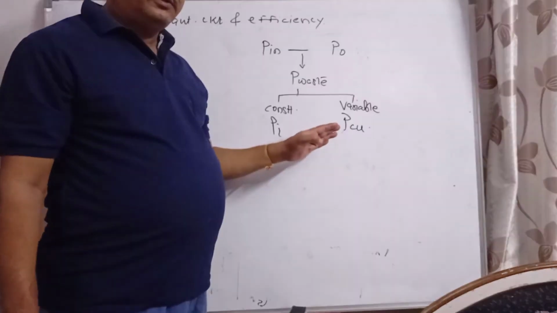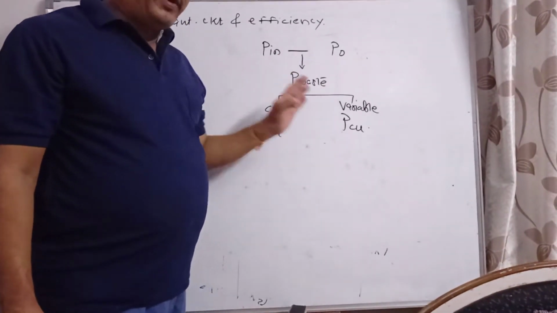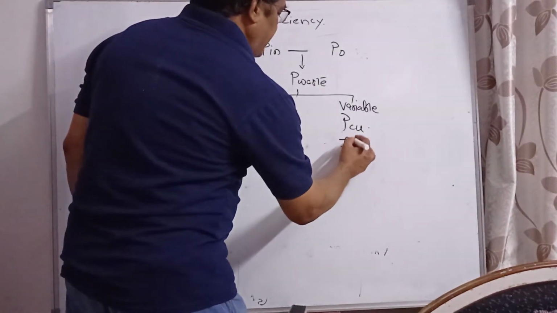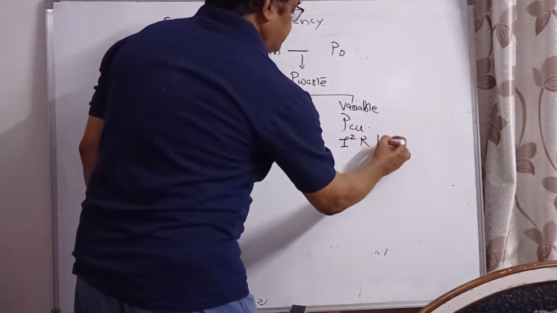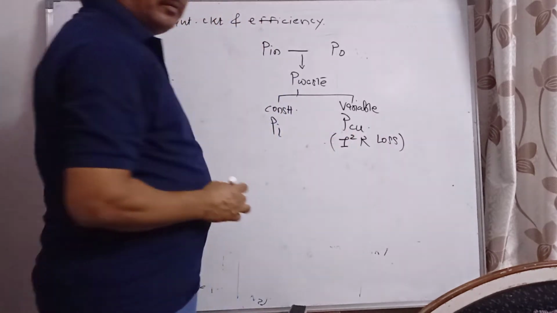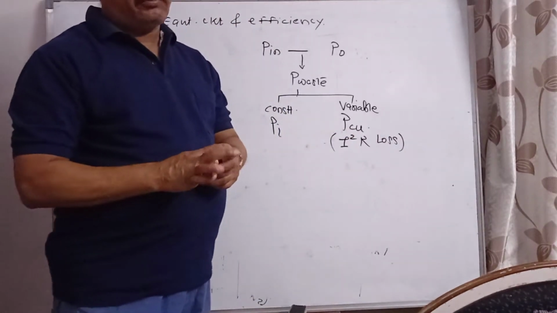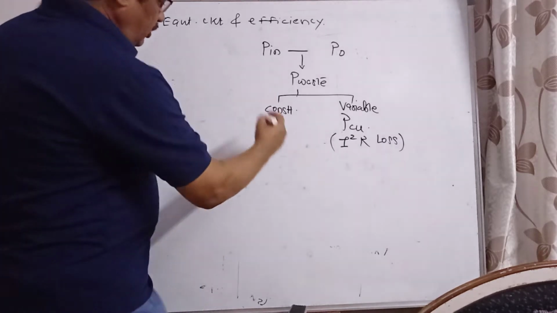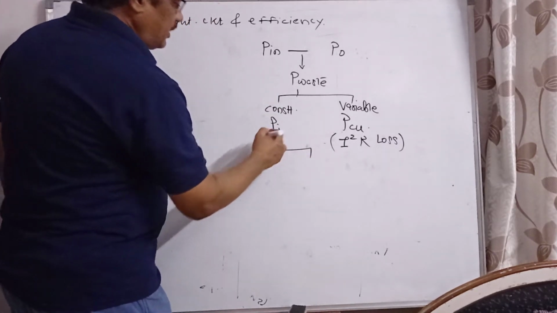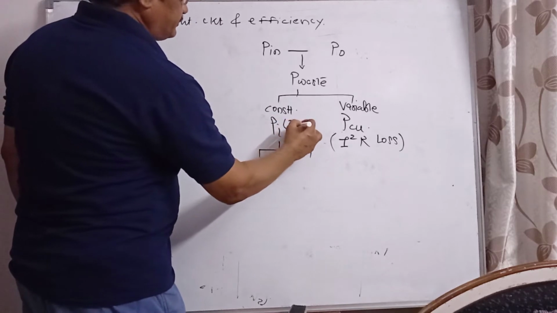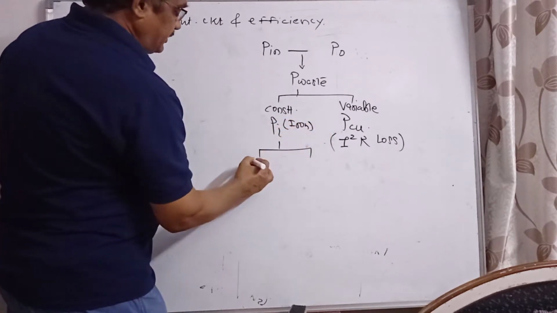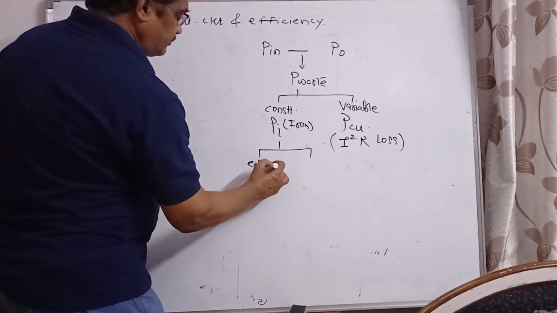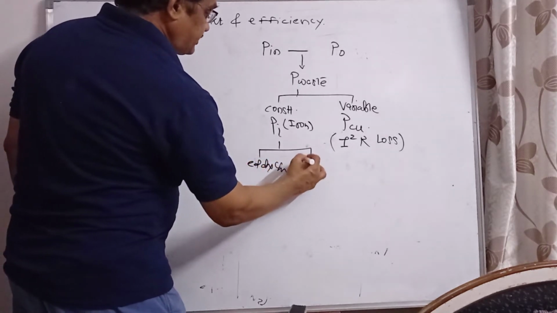Variable loss means it is varying. As it is varying, that means it is dependent on the current: I square R loss. We know that power P is equal to I square R, right? Constant loss, or iron loss, consists of eddy current losses and hysteresis losses.